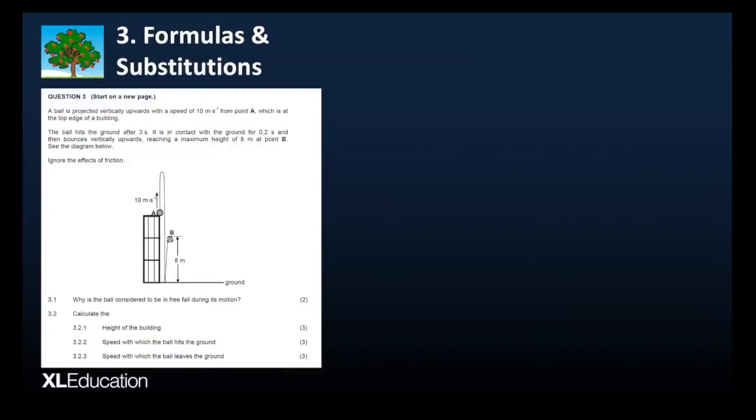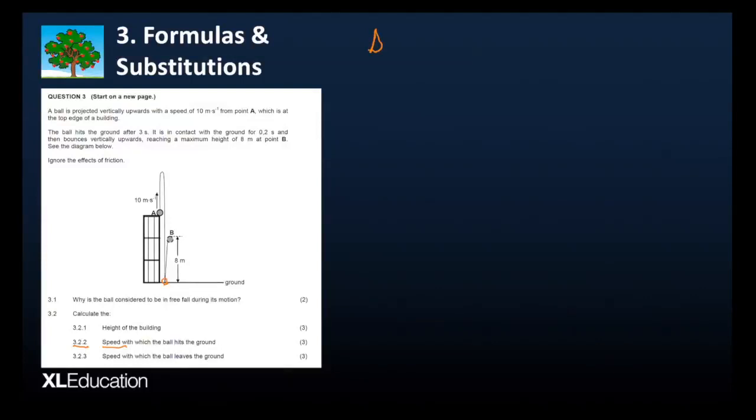Still on the same question on projectile, let's look at 3.2. We want to calculate the speed with which the ball hits the ground, meaning we want the speed of the ball here as it is falling. Right. Let's write down the information again. What are we required to calculate? We should calculate our speed.